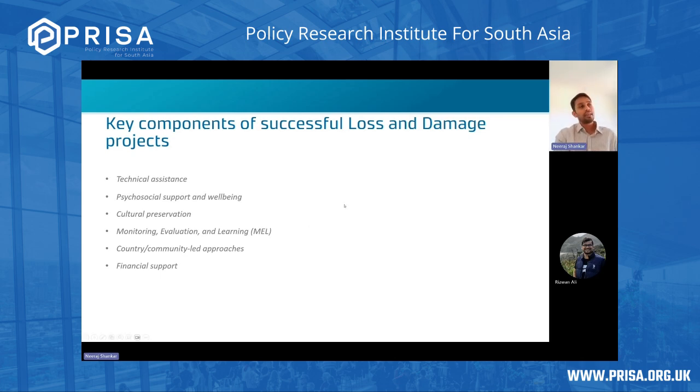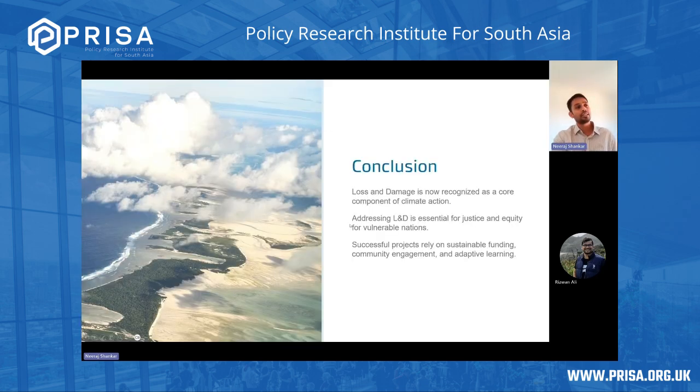So these are some of the key components of loss and damage projects. In conclusion, loss and damage is now recognized as a vital part of global climate action. As I mentioned, it's the third pillar of climate action, and these projects are essential for climate justice and equity, ensuring vulnerable nations receive needed support. The key to effective loss and damage projects lies in long-term funding, community engagement, adaptive learning, and policy integration.